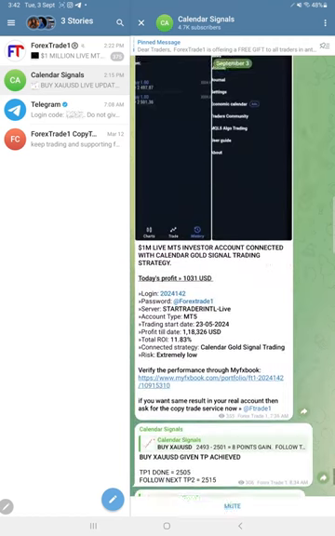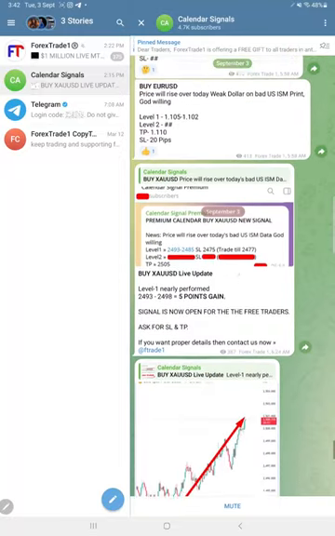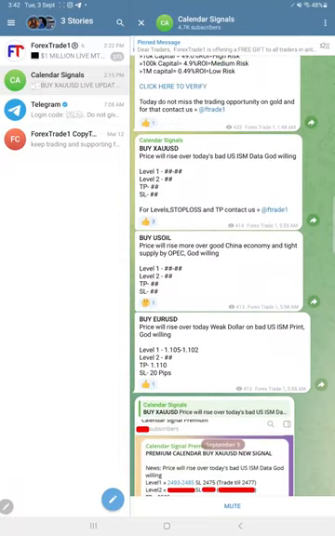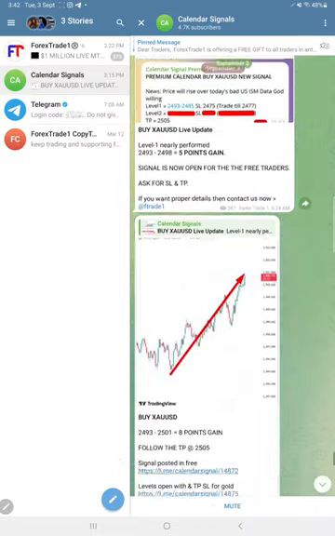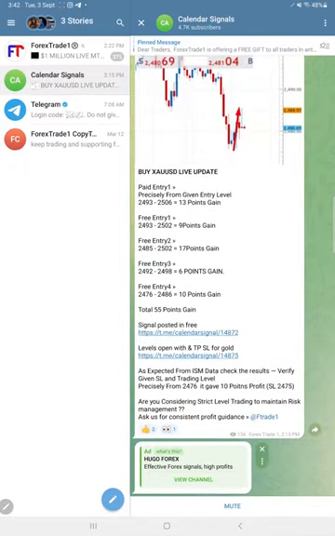And EURUSD is yet to perform. We will update it on this channel at the end of the day if it is SL hit or performs from our second level. If there is any performance, we will update it here. And as of now, gold made very good profit of 55 points.